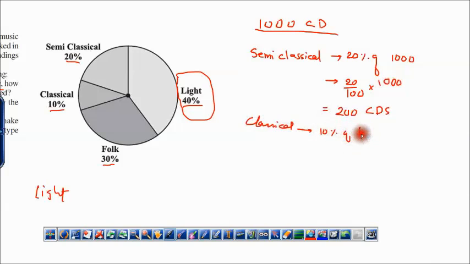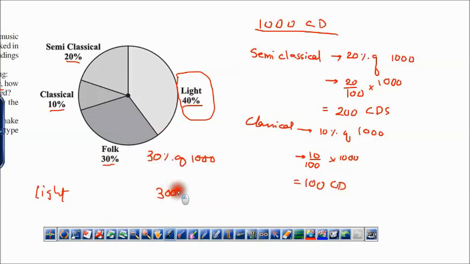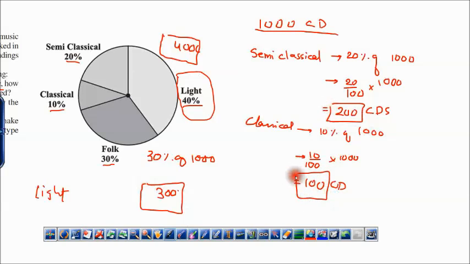10% of 1000, 10 upon 100 into 1000, 100 CDs. Folk song, 30% of 1000, 300 CDs, and 40% light है तो 400 CDs. So 400, 300, 200 and 100, total 1000 CDs are produced.